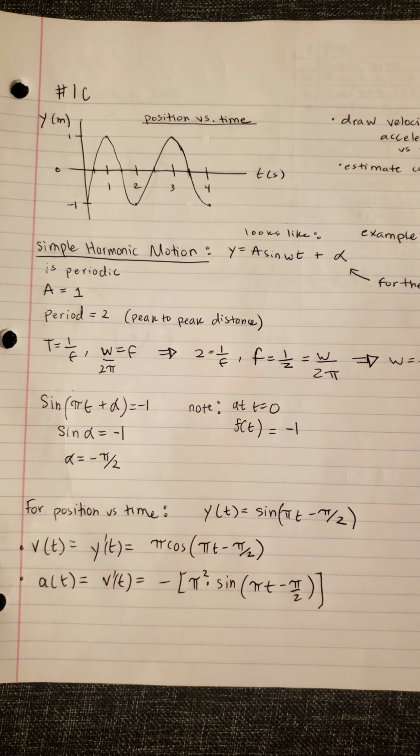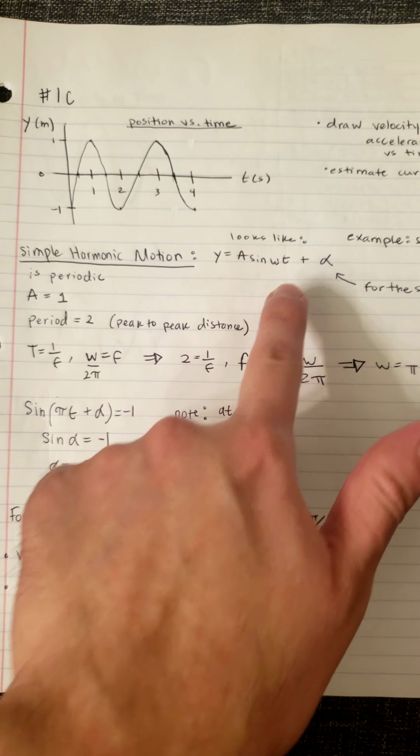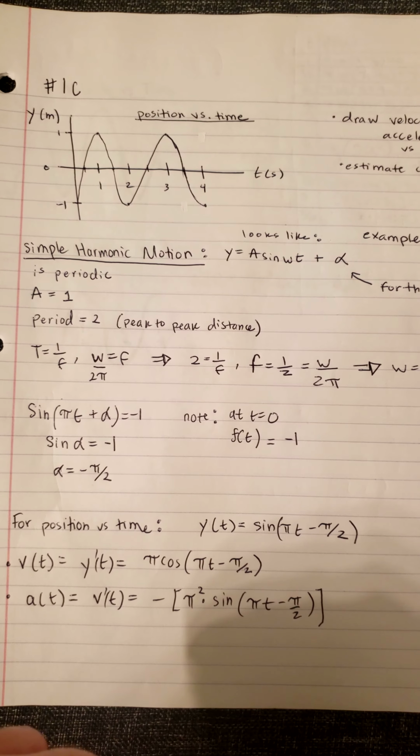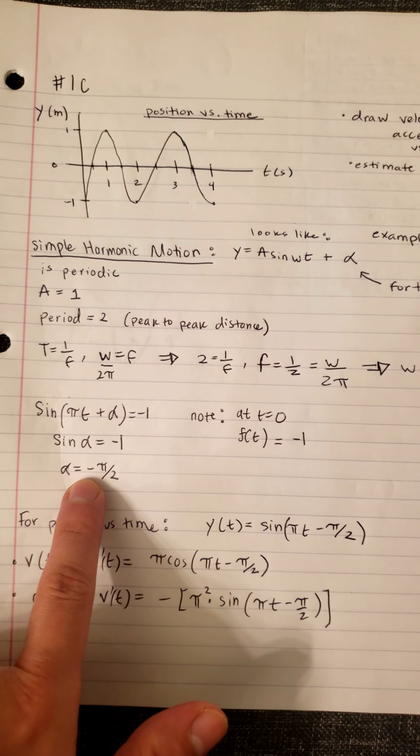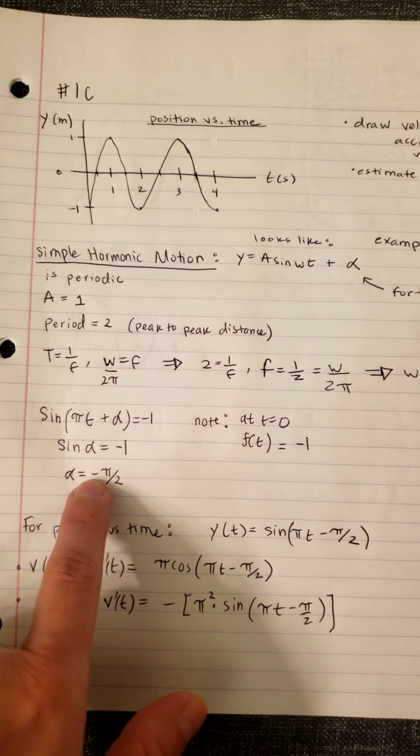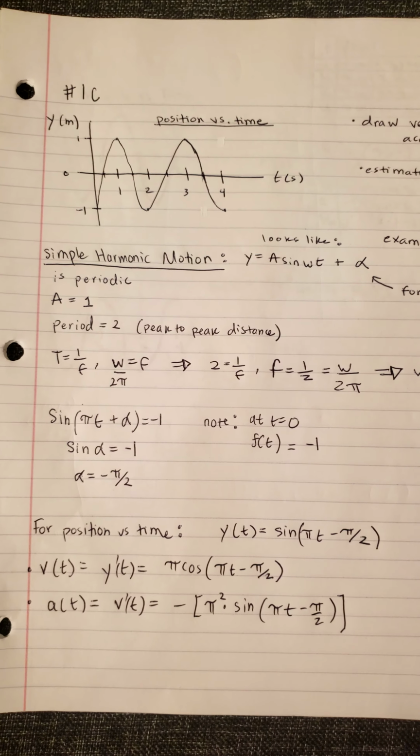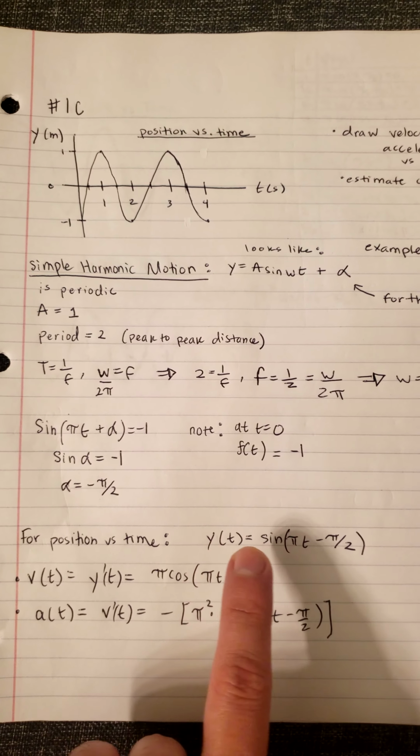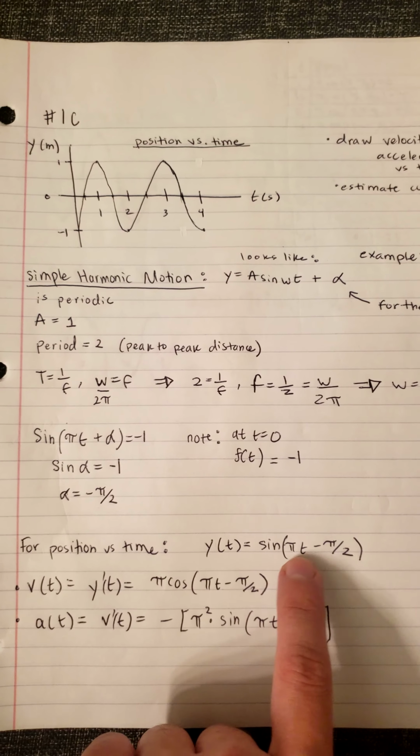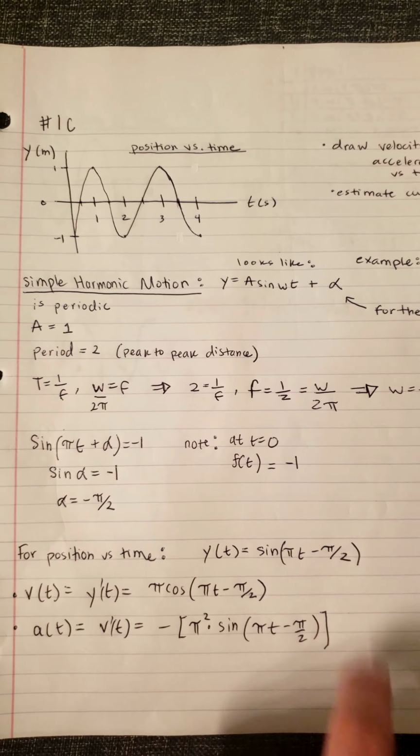So basically we are using that y is equal to a sine omega t, and we are going to find the shift by finding alpha here, and that shift is going to be minus pi over 2. So basically the position versus time graph, for the function, I estimated it to be y of t is equal to sine of pi t minus pi over 2 to take into account that shift.